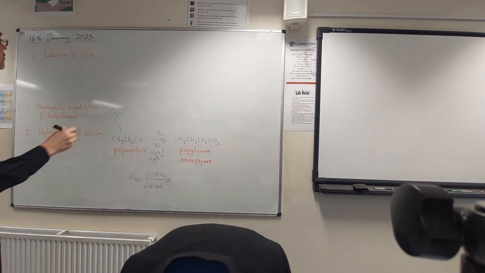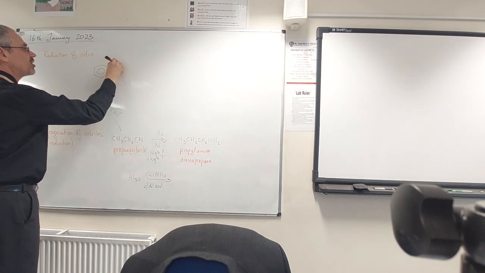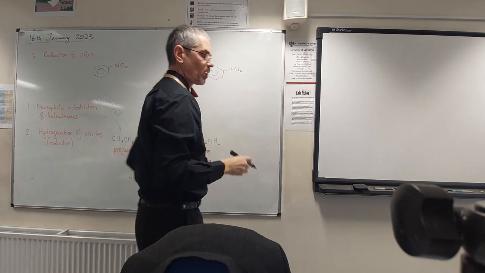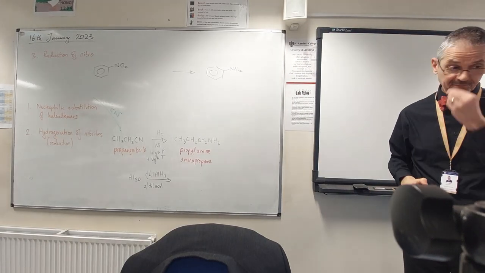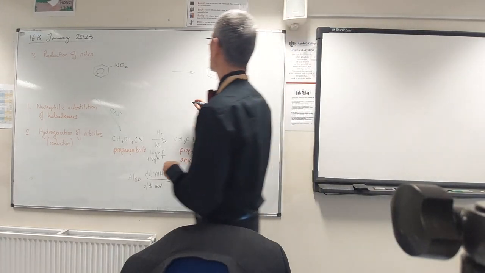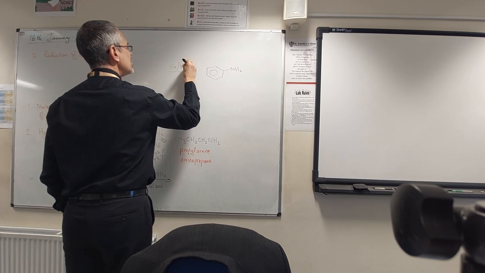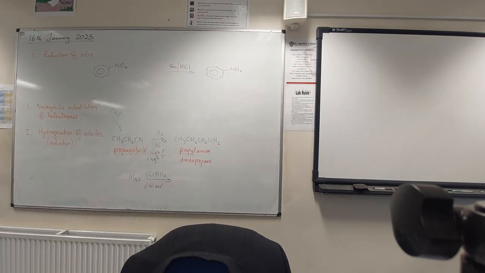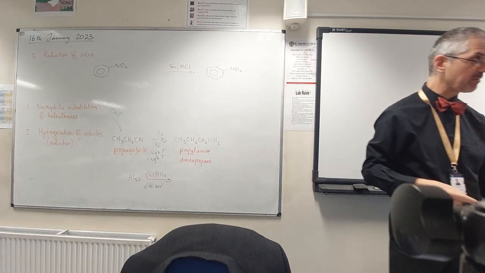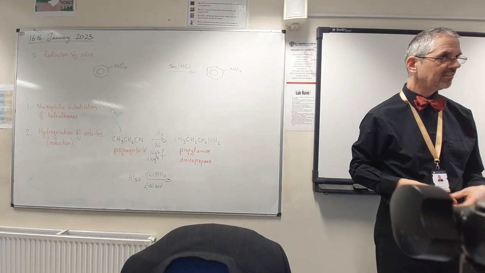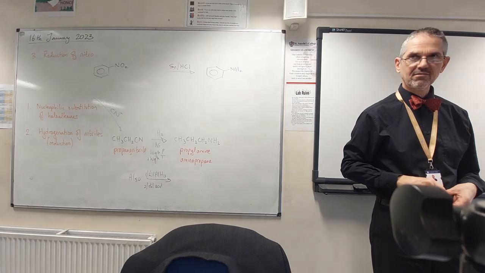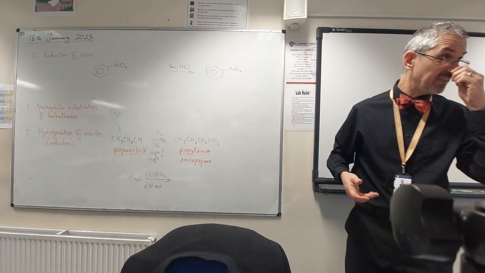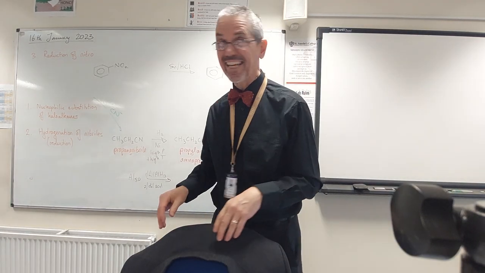And the last one is another reduction reaction, but this time turning a nitro group into an amine on a benzene ring. The reagents are tin and HCl, which might sound a bit strange, but if you drop tin into some HCl, it reacts and makes tin chloride and hydrogen gas. So it's a way of creating hydrogen on the fly, sometimes called nascent hydrogen.